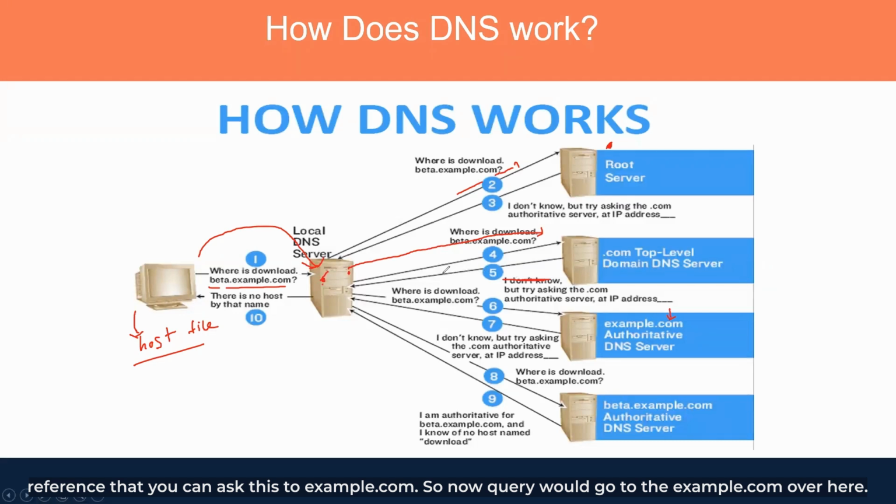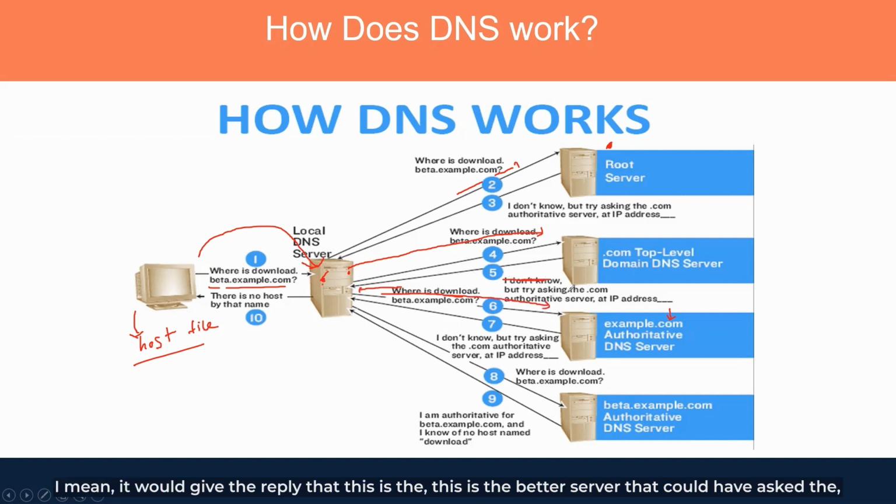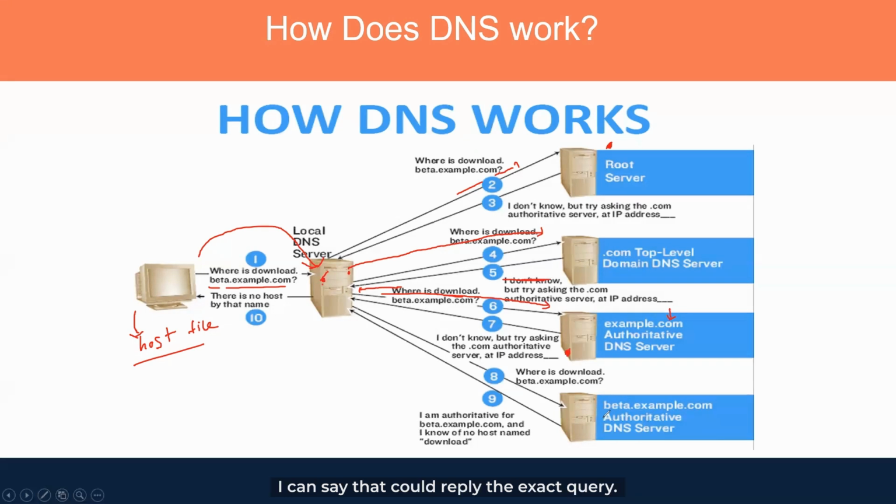So now the query would go to example.com. Then it is going to generate the query to example.com for answers. And then it is going to give the reply that this is the beta server, which would reply to the exact query.